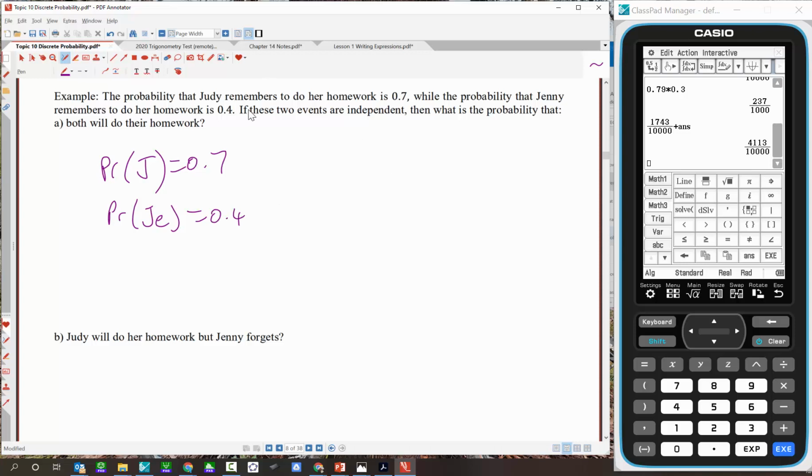If these two events are independent, so they're telling us that they're independent, then what's the probability that they both will do their homework? So we want to work out the probability of Judy and Jenny doing their homework, and because they're independent events, it will equal the probability of Judy multiplied by the probability of Jenny, just using the formula.